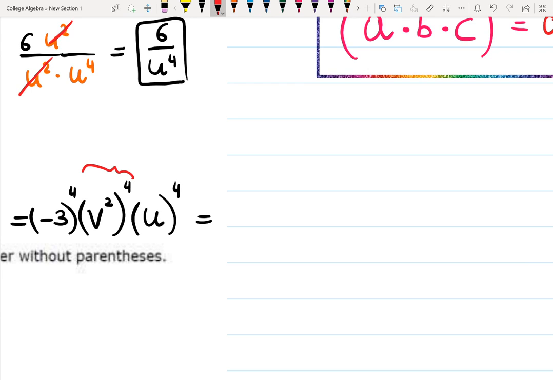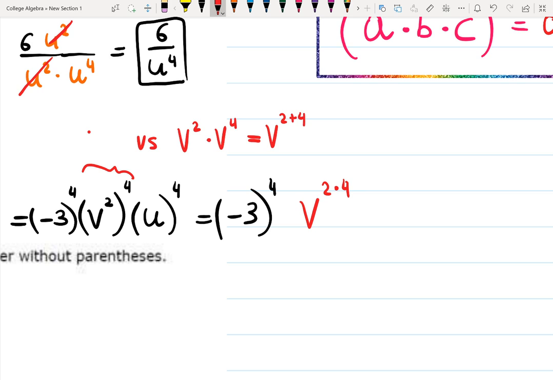v squared, and then raised to the 4, means it's going to be v to the 2 times 4, not plus 4. That's very important. Think about that. I'm going to compare versus v to the 2 and v to the 4 multiplied like this. Then you'll have v to the 2 plus 4. But v to the 2 and then raised to the 4, that's the one, v to the 2 times 4. See the difference?